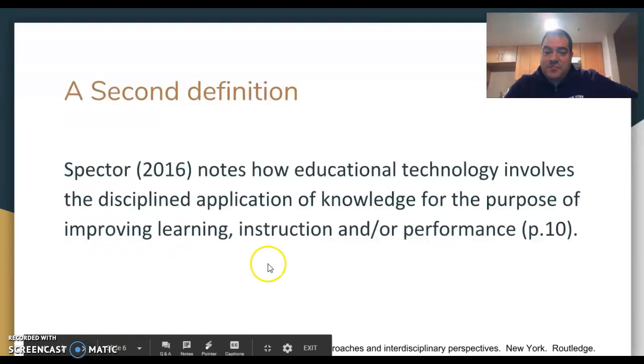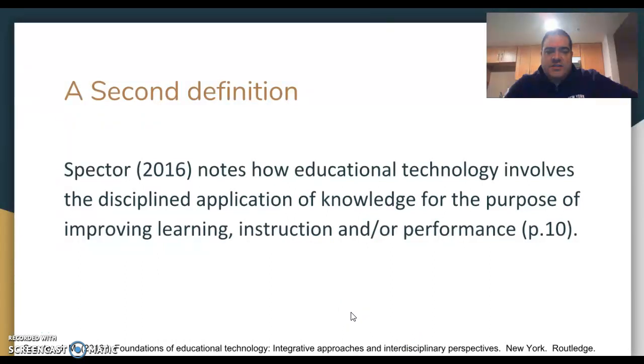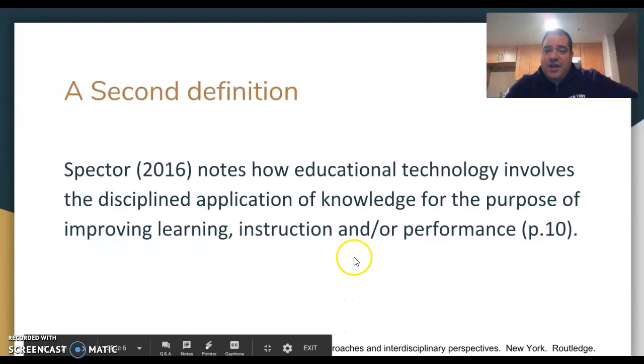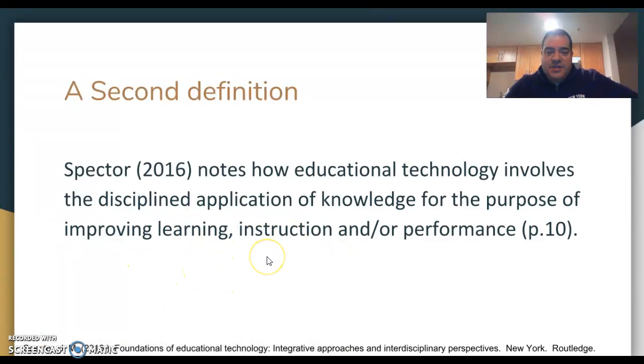A second definition is provided by Spector. It looks at how educational technology involves the disciplined application of knowledge for the purpose of improving learning, instruction, and/or performance. So part of that is understanding, again, what are the learning goals, what are the objectives, and how do we help students to ultimately apply this knowledge and improve their understanding of a given topic, and how do we use technology to help support that learning.